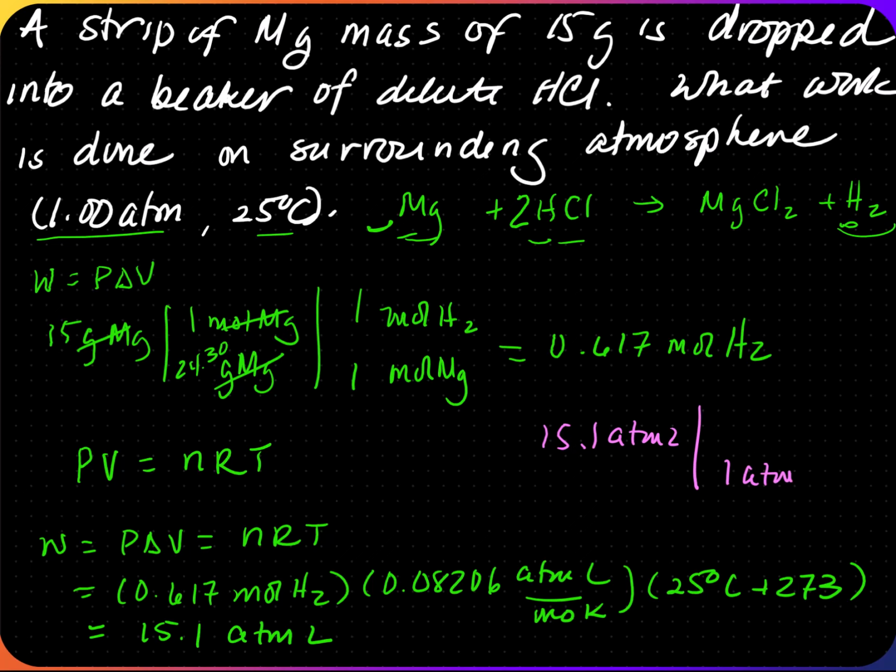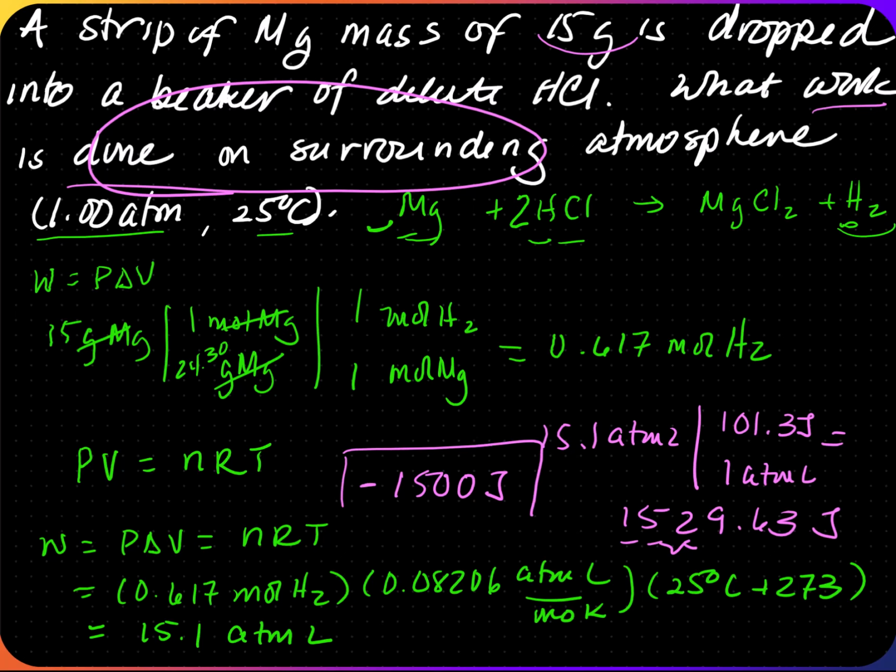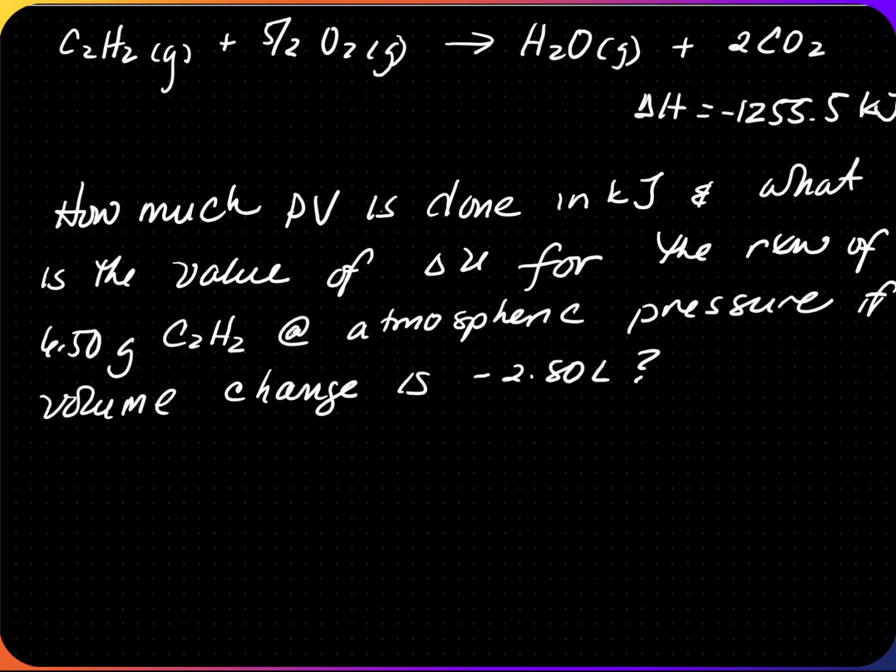1 atm liter is equal to 101.3 joules. So this will equal 1529.63 joules. The number of sig figs should be 2 because of the 15 grams. So 1, 2, and look at the 1 to the right. The 5 stays, so this is going to be 1500 joules. The work is done under surroundings. We know this is going to be a negative, so negative 1500 joules.